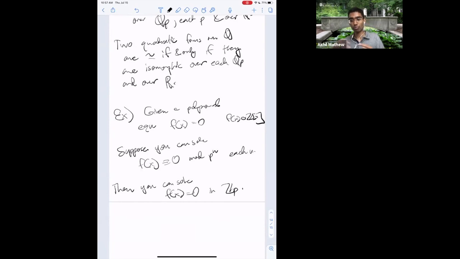And conversely, if you have a solution in the p-adic integers, well, then you can approximate that modulo any power of p by an integer. So for example, that's something that local compactness is giving you.